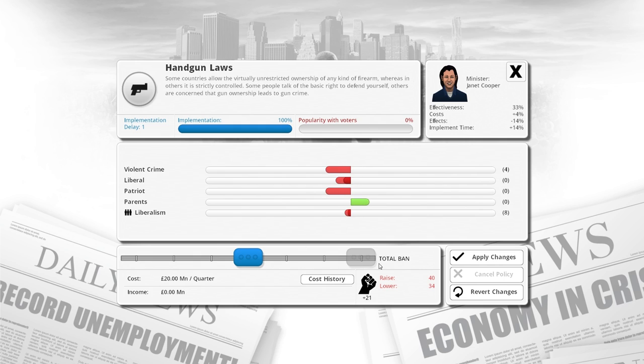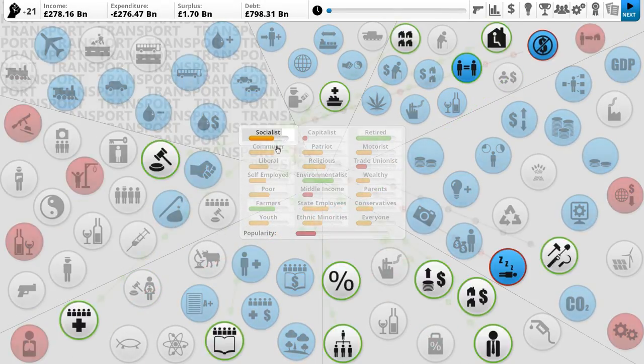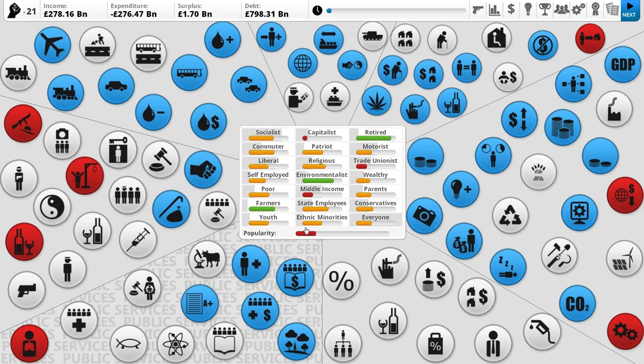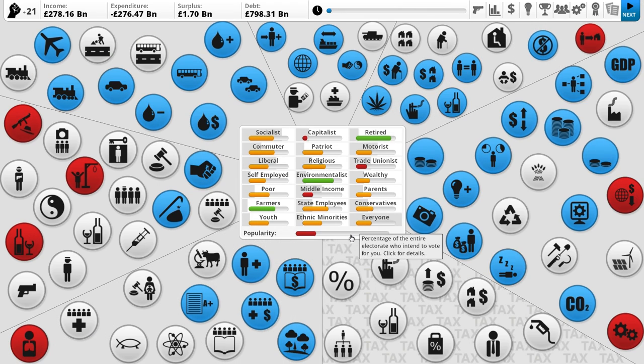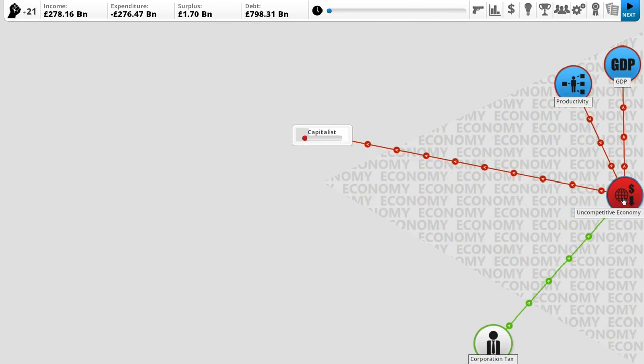Maybe we should ban... Should we ban... Oh, if we ban guns, the liberals won't really like us, and the patriots will also start to hate us. But violent crime will go down, and the parents will like us. The parents currently... I don't know if that's worth it. See, this is the difficult part. All of these people here, these are all different groups. We gotta keep as many of them happy so our popularity rises to at least above 50%. Well, what else we got going on here?